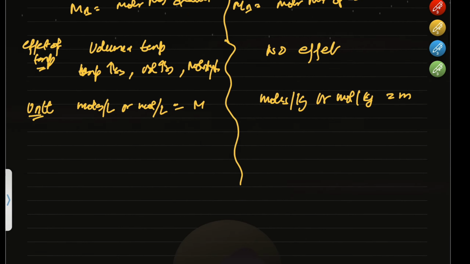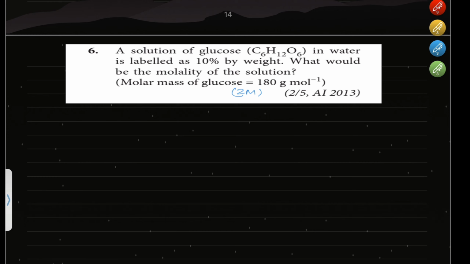Now move on to the next question. The solution of glucose in water is labeled 10% by weight. What would be the molality of the solution? What is the molality of the solution? When we don't know the direct relation between molality and weight percent, then we will solve such a type of question by basic methods.